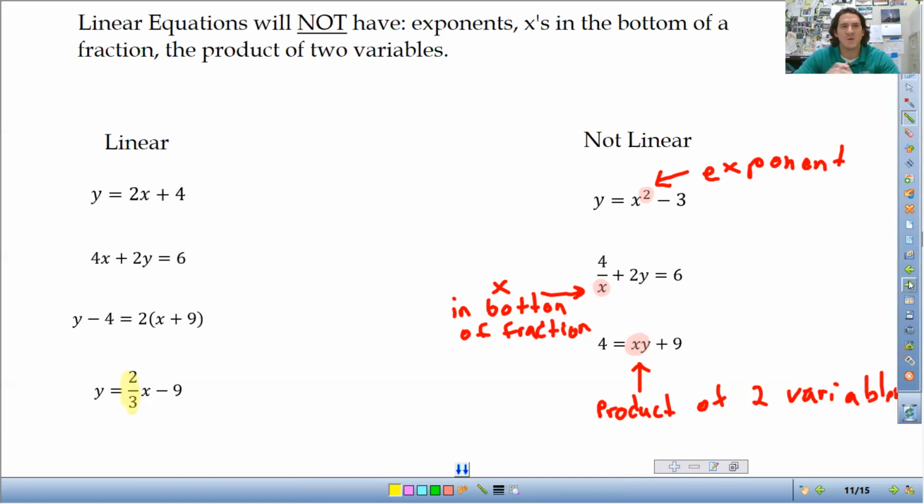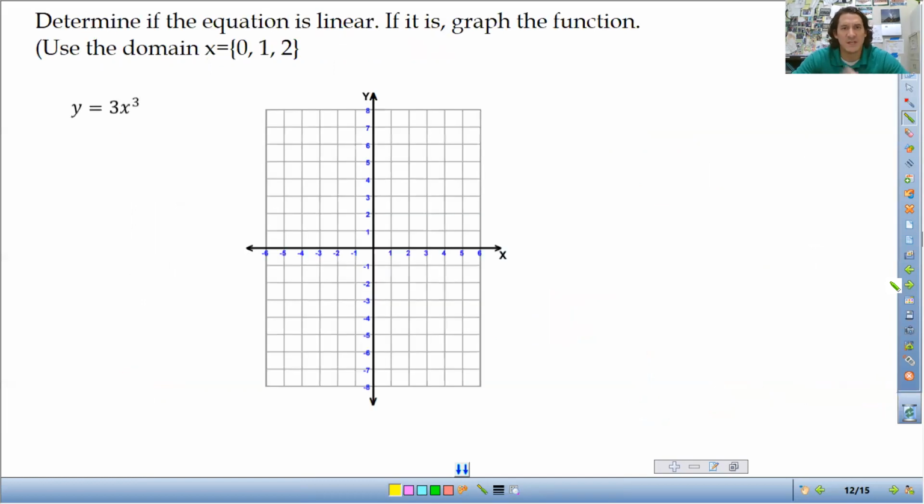So let's look at an example. Determine if the equation is linear. If it is, graph the function. If we're going to graph it, we're going to use the domain 0, 1, 2, just to keep it simple. Right off the bat, exponent. Since it has an exponent, not linear, we don't need to graph it.